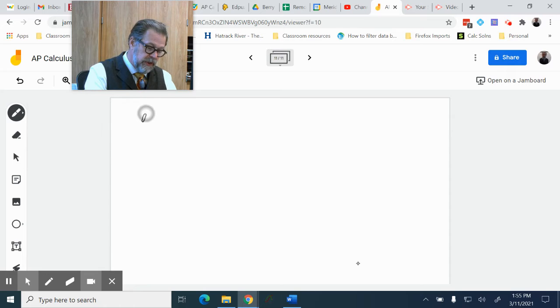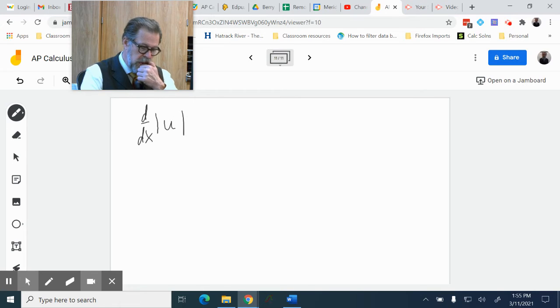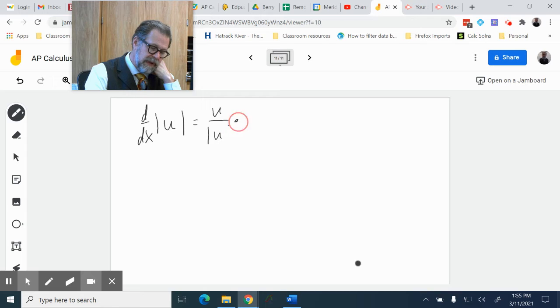And what else did we do? We found that the derivative with respect to x of the absolute value of some function u is equal to u divided by the absolute value of u times the derivative of u with respect to x.